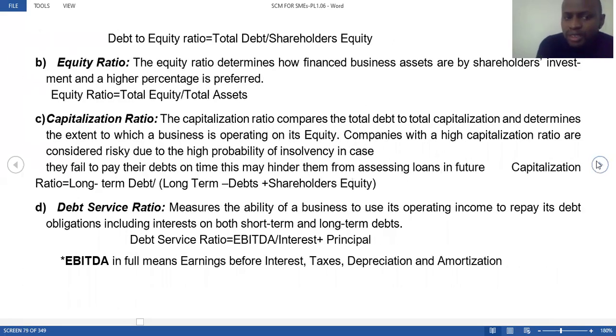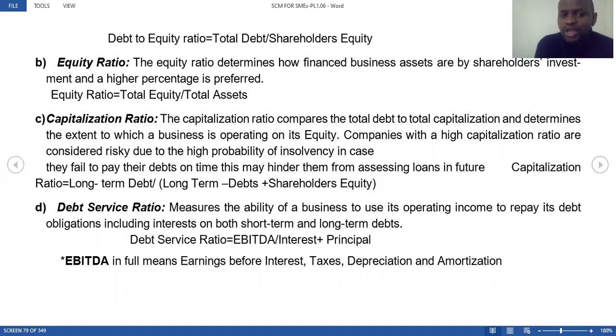Then when you're calculating the debt to equity ratio, you are taking the total debt divided by the shareholders' equity. Then we also have the other one, which is called the equity ratio. Equity ratio determines how financed business assets are by shareholders' investment, and a higher percentage is preferred. So you are able to understand what you have in form of the total equity, and you also divide it with the total asset, and this will help you to get the equity ratio.